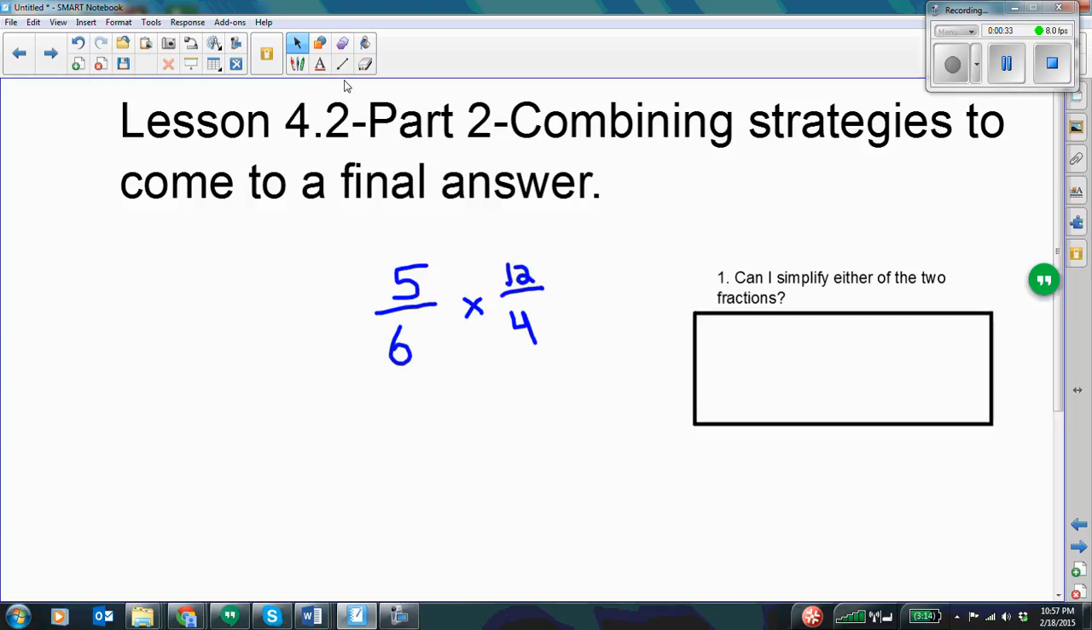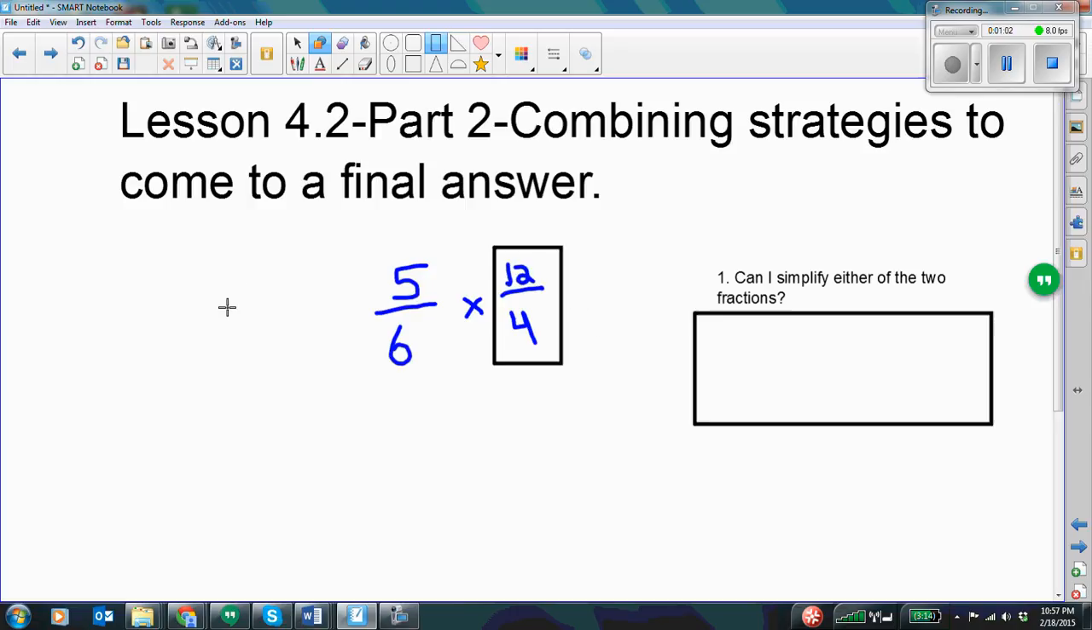And if I look at 5/6, I can't simplify that. There's no common factor that will go into 5 and 6 besides 1, so that wouldn't reduce it to simplified terms or simplest terms. But 12 fourths, this fraction here, I can. And I want to think of the largest or highest common factor that goes into 12 and 4. And I happen to know that 4 goes into both of these.